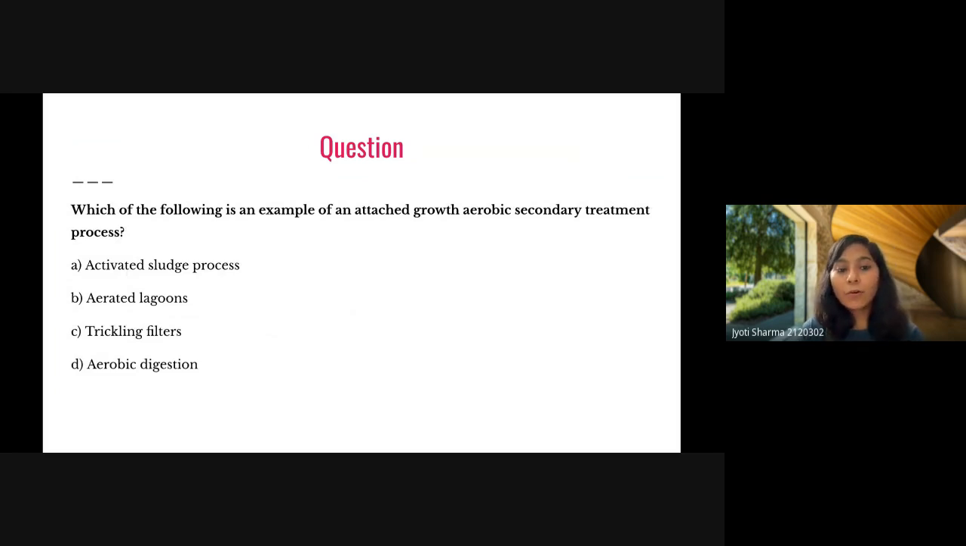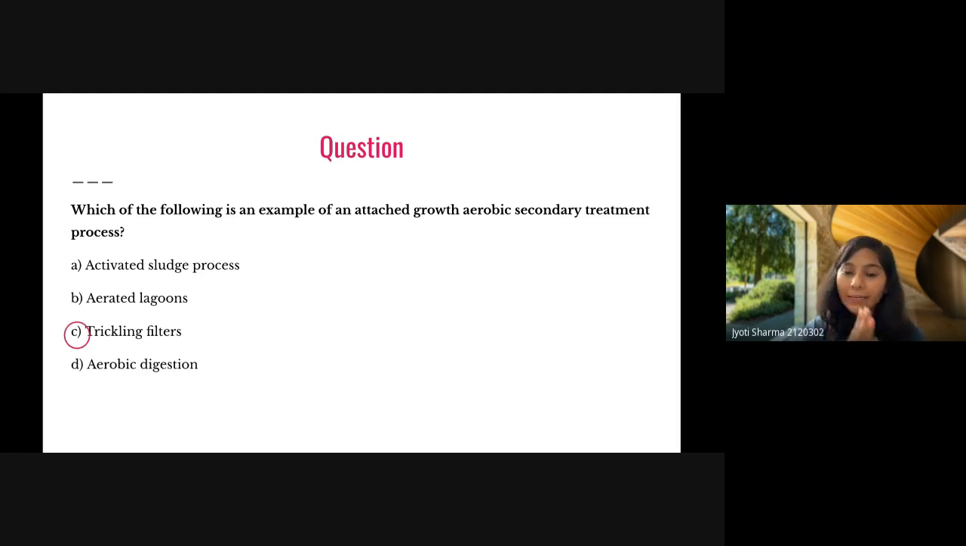Okay, which of the following is an example of an attached growth aerobic secondary treatment plant? So the first thing is, microorganisms should not be in suspension, they should be on some surface. So these are attached and aerobic also. Okay, Priscilla gave me answer C, that is the trickling filter. Dia also gave me that. So yes, C is the right answer.